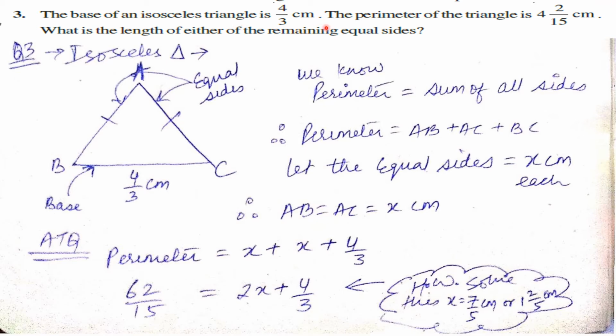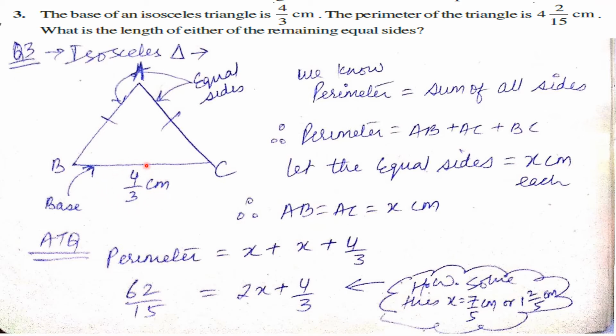Now it is saying the perimeter of triangle is 4 2 by 15. It is a mixed fraction. We have to solve it. Now it is asking what is the length of either of the remaining equal sides. So whatever is asked, we assume it as x. So we will assume either equal side as x. So this is x, and this is given to us, that is 4 by 3 centimeter.